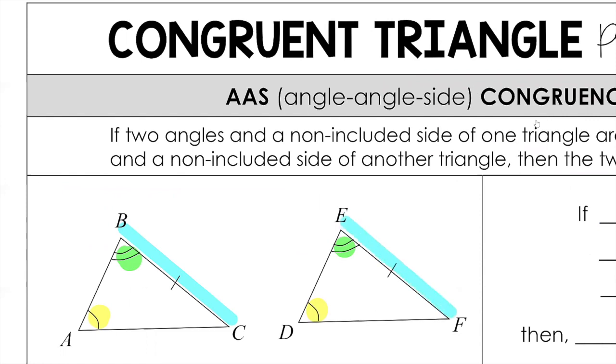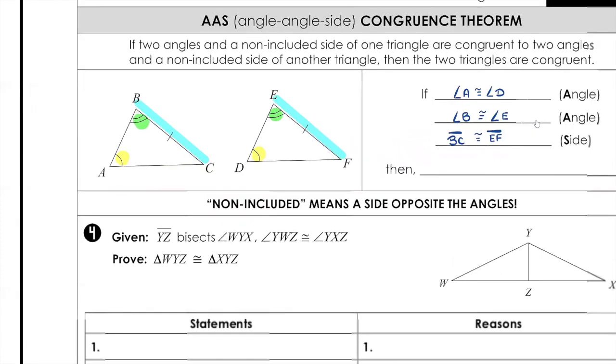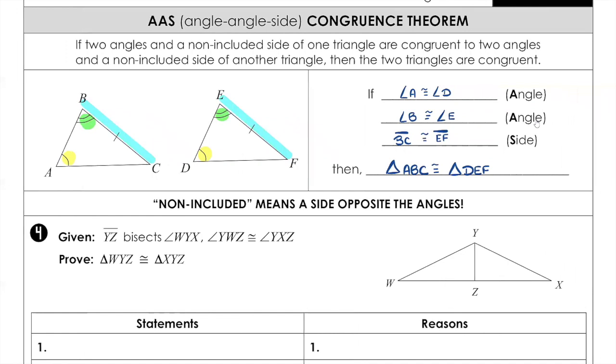Is my congruent side between both of my congruent angles? Is it touching both? It's only touching one. So that's what makes this angle, angle, side. So ABC is congruent to DEF, and it is angle, angle, side.